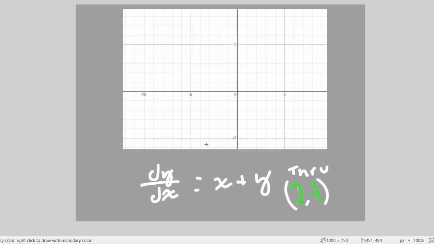Welcome to my unit review on Unit 7. We already went over separating variables, but now we're moving on to lesson 7.3. This is slope fields. But before we start, why slope fields?